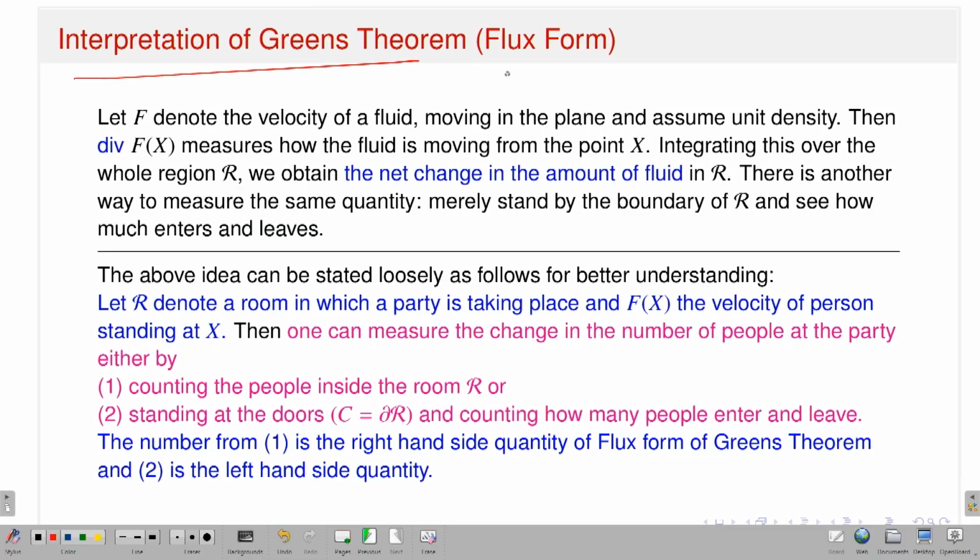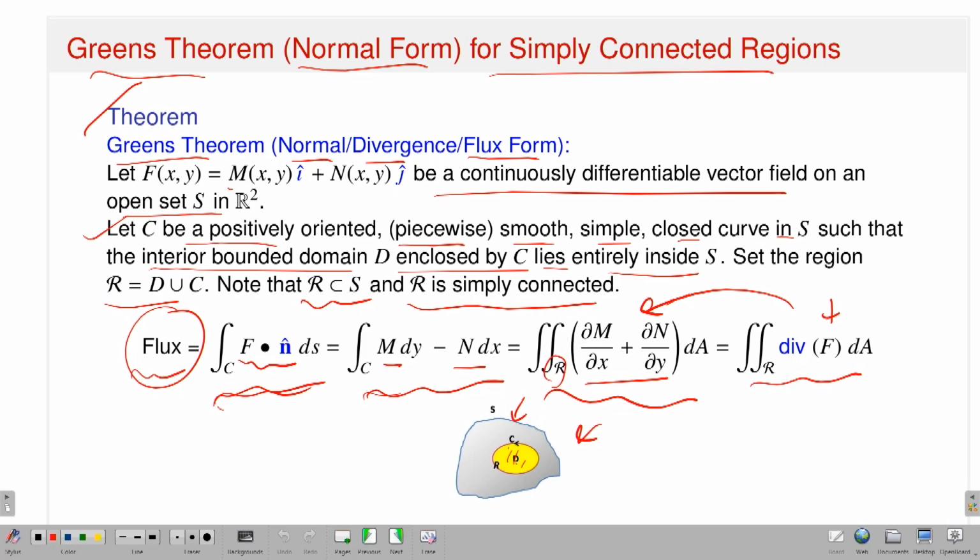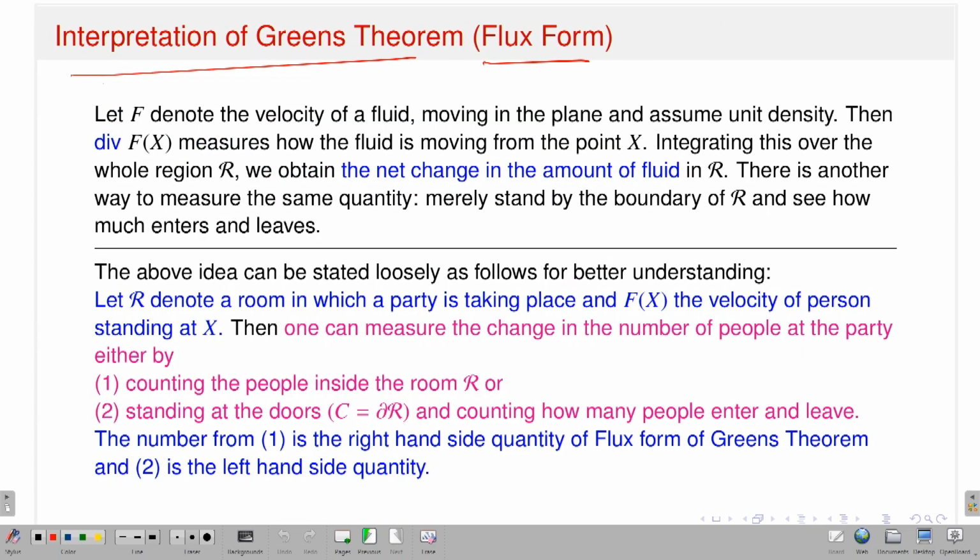So the interpretation of Green's theorem, that means the flux form, the vectorial form, is this form. Green's theorem for the normal, or divergence, or flux form, whatever you want to call it. Normal stands for the normal vector. Divergence means I can write this scalar line integral as the double integral of the divergence, and this is nothing but the flux of my vector field capital F around the curve C. Okay, so if I look at the interpretation, it says let capital F denote the velocity of a fluid moving in the plane, and assume unit density. Then the divergence of my vector field F at x measures how the fluid is moving away from the point x. So this is the interpretation.